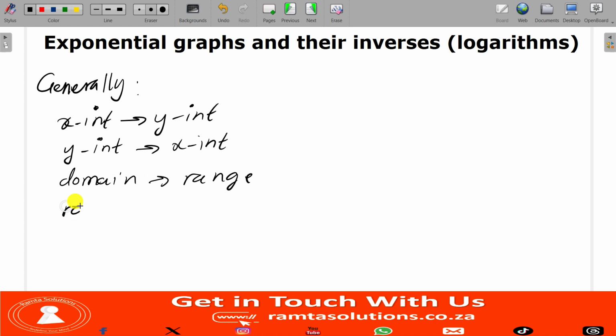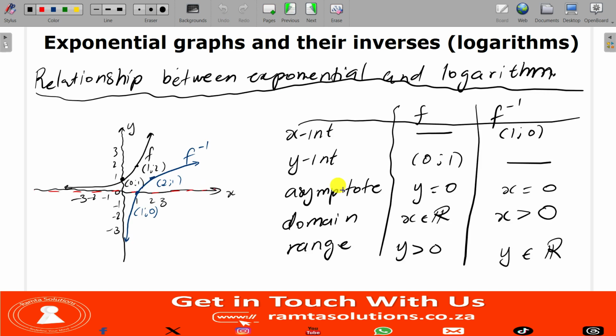Now you have the range, which is y is blah blah. For the domain, you just change that y. You say now it'll be x is an element of blah blah. So what I'm saying is the domain becomes the range, and the range becomes the domain. You just swap what was x to become y. Okay, and that's it. This is all you need for your exponential graphs and their inverses. Their inverses are logarithmic graphs.